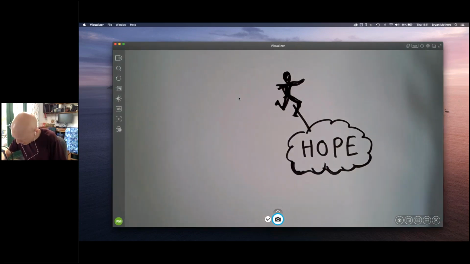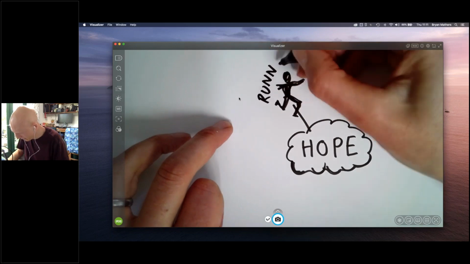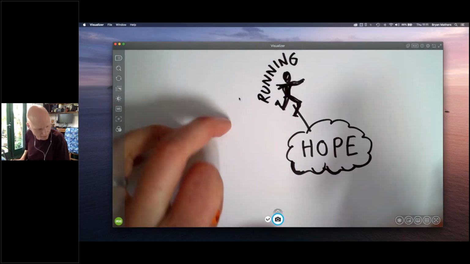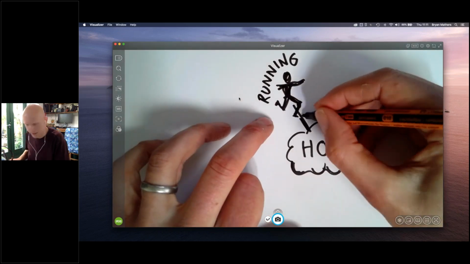So let's add in running. And running makes me feel good. So I've been able to do lots more running, again, because kids need exercise.